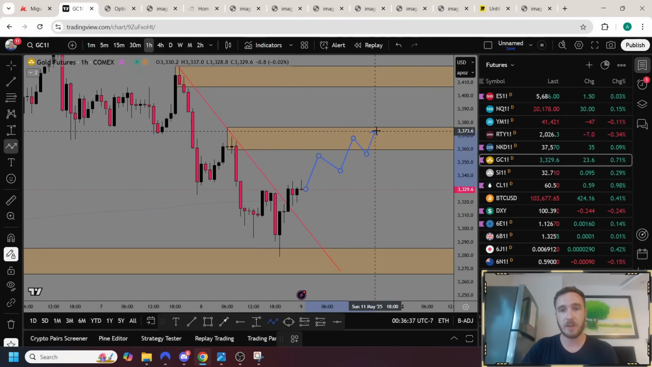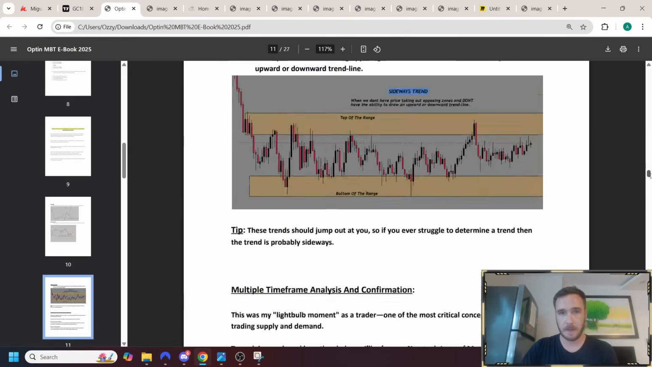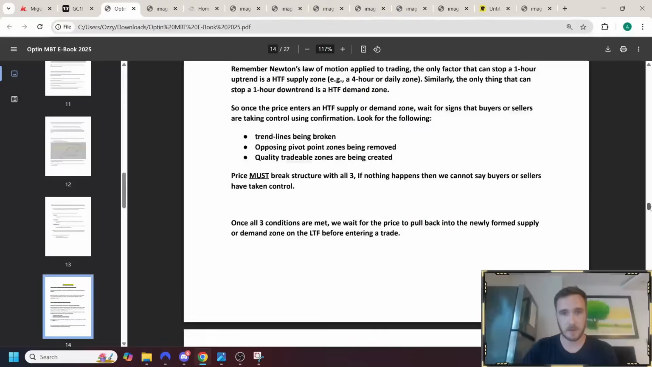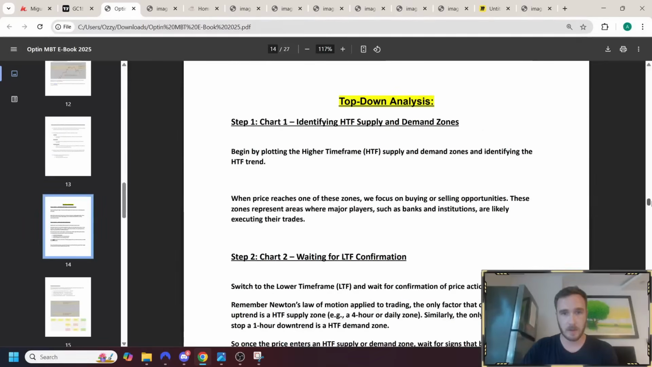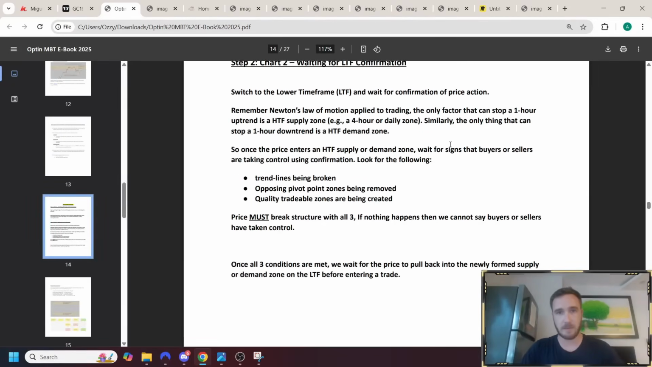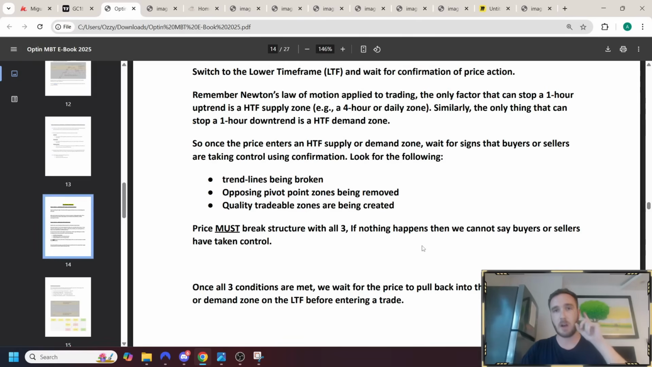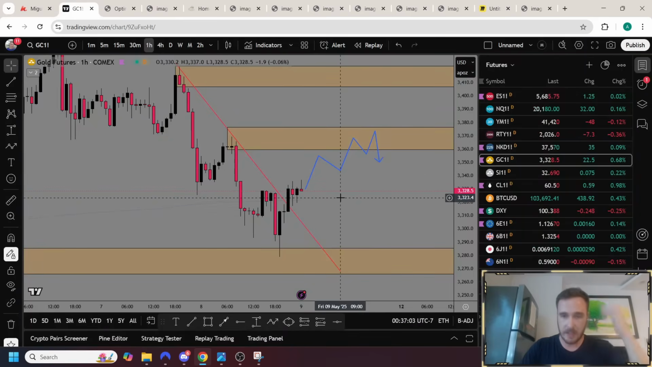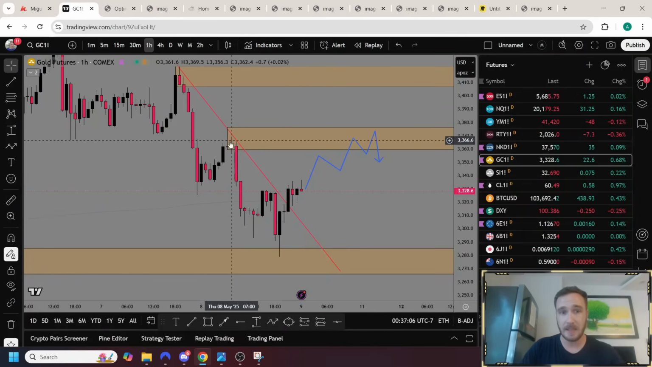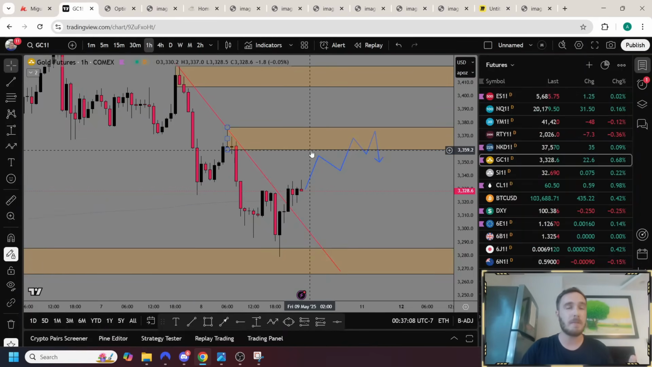What is quality confirmation? In fact, it's going to be right here, here in the top-down analysis, right here, waiting for lower time frame confirmation. Every confirmation on a lower time frame, I'm going to have this. It's going to be trend lines being broken, opposing pivot point zones being removed, and strong quality zones being created. So what I'm trying to do is I'm waiting for price to come back up into here, and then I go down to my lower time frame.